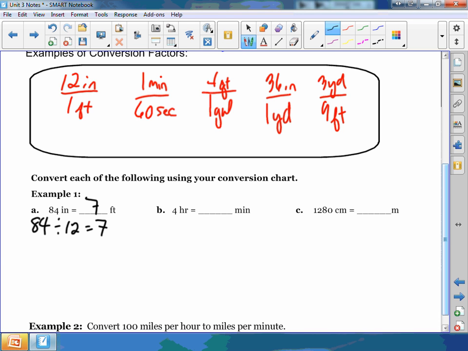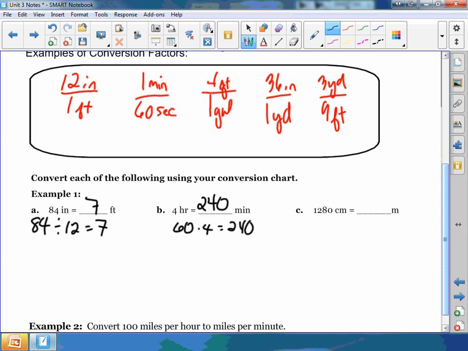What's our minute amount? Amelia? 240 minutes. Okay, and what did you do to get that? Okay. The rule: if you're given the larger amount, to get the smaller amount, you would multiply by that conversion factor.